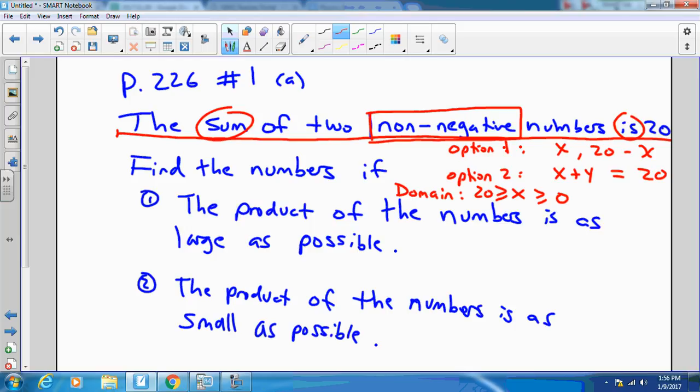Now I have finally disposed of my first sentence. Now we're supposed to find the numbers, find x and y, or find x and 20 minus x, if the product is as large as possible. Let's look at this phrase right here, because this is new for us. Is as large as possible means is an absolute max. You see what I mean?